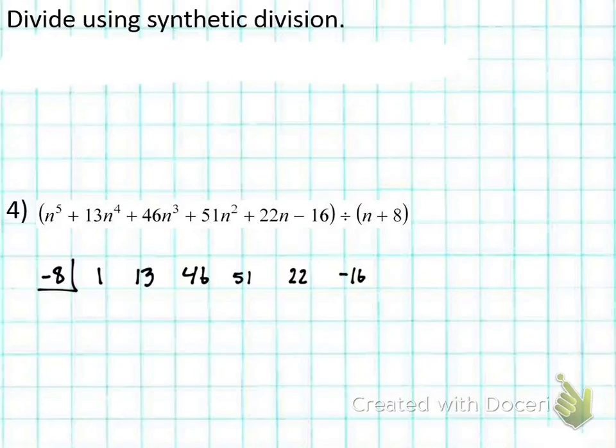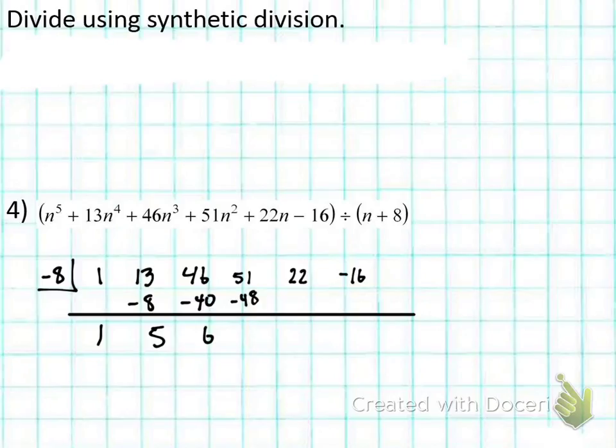So, draw a line. Bring down the first one as a 1. 1 times negative 8 is negative 8. 5. Negative 46. Negative 48. 3. Negative 24. Negative 2.